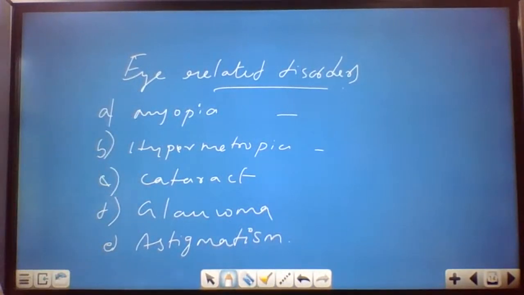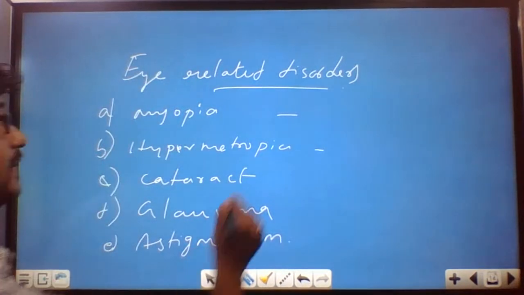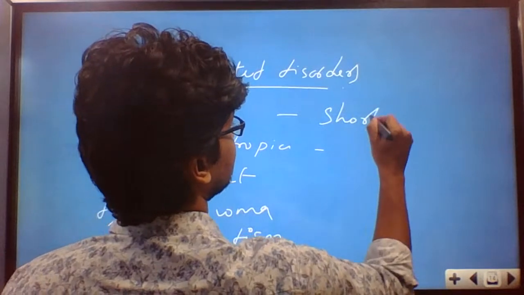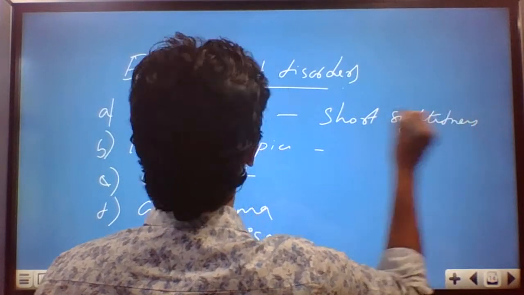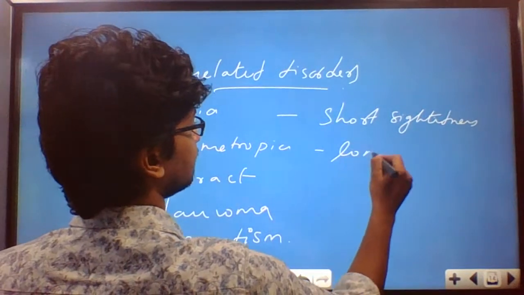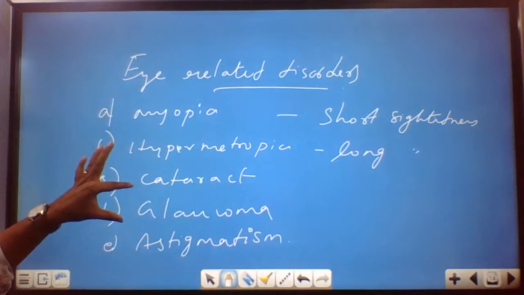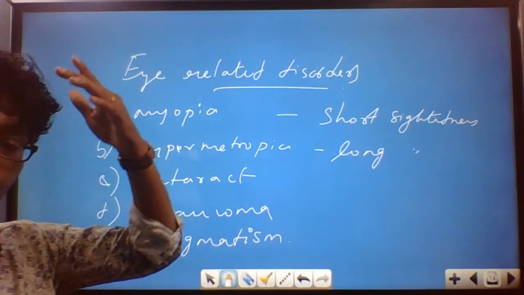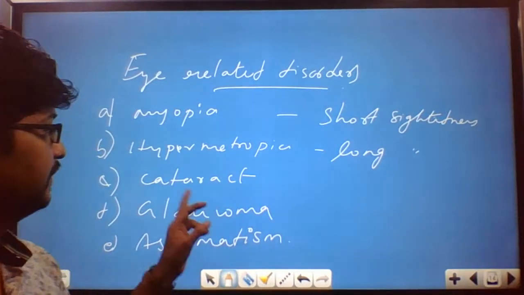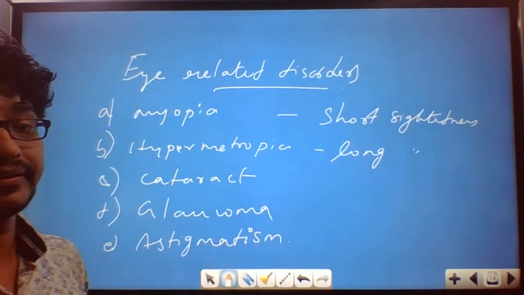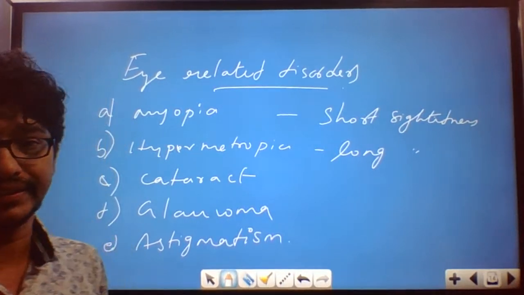Coming to myopia, myopia is short-sightedness. This condition is called myopia. Long-sightedness is called hypermetropia. Then cataract is the cloudy fluid-like thing which covers the front part, like the lens or cornea. This region is called cataract. This can even be rectified by laser surgery.